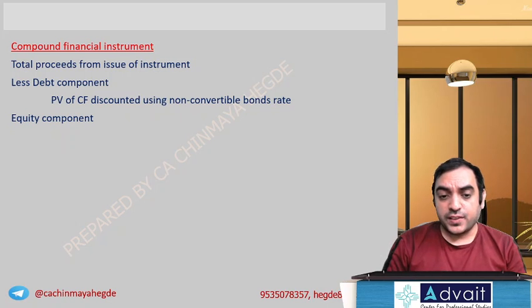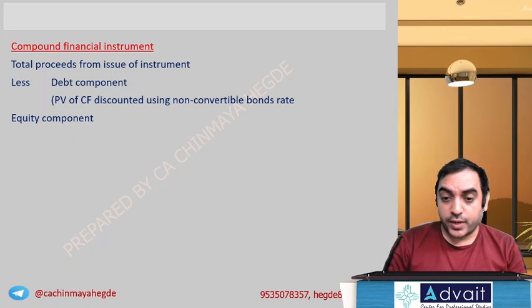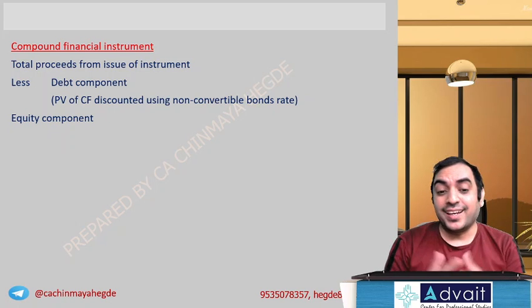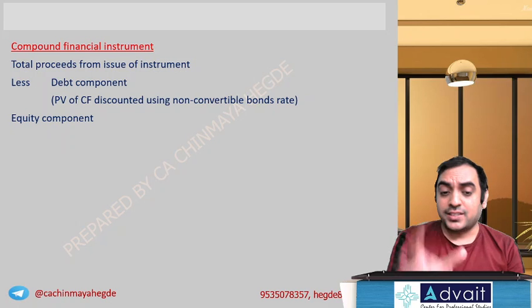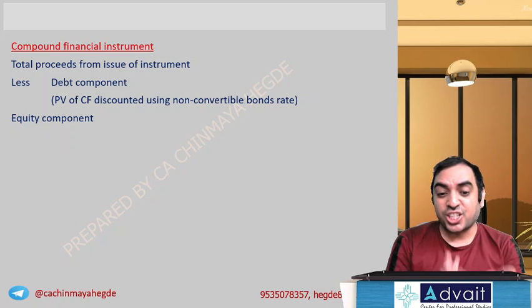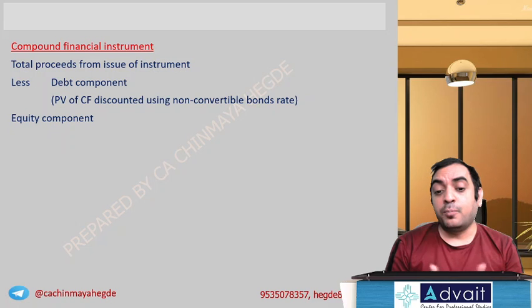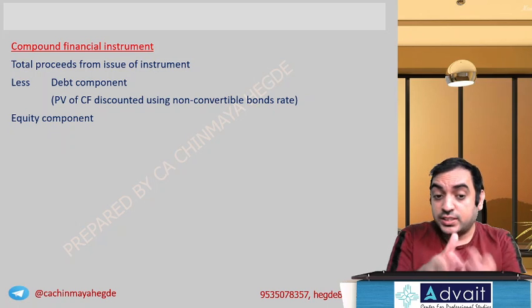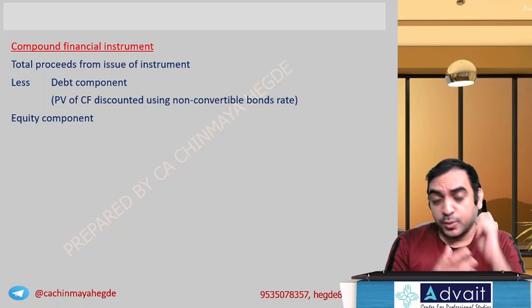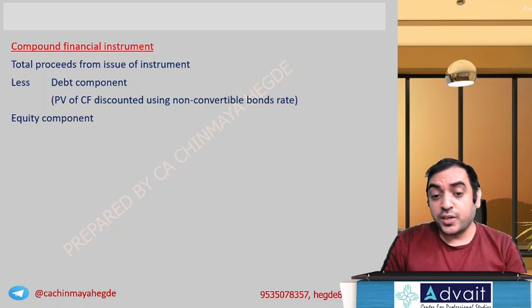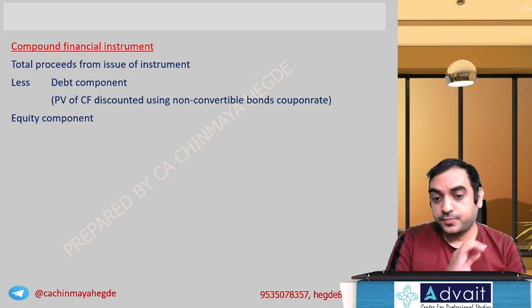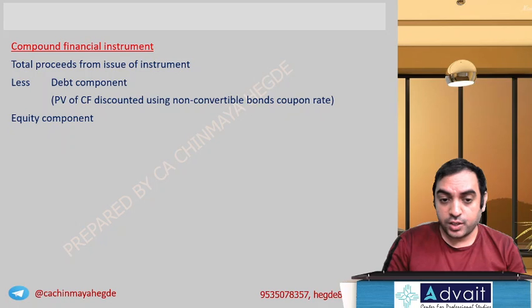From the total proceeds, we subtract the debt component, and the remaining component is the equity component. And how do we calculate the debt component? Present value of cash flows discounted using the non-convertible bonds rate. Because we have the convertible bonds rate, but you discount it using the non-convertible bond coupon rate.